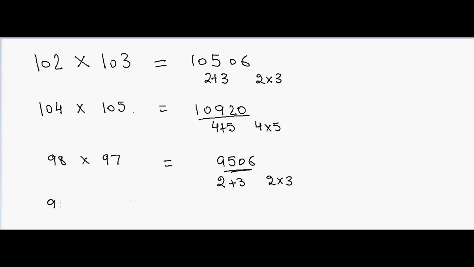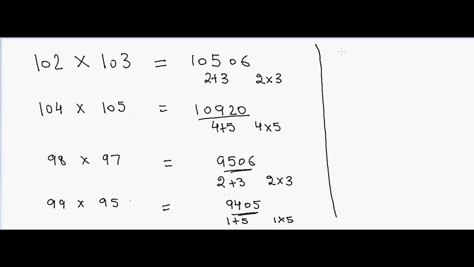Again, if I have 99 into 95, that would be equal to 1 plus 5 and 1 into 5. So 1 plus 5 is 6, and 100 minus 6 is 94, and 1 into 5 is 5, so answer is 9405. So how does this trick work?